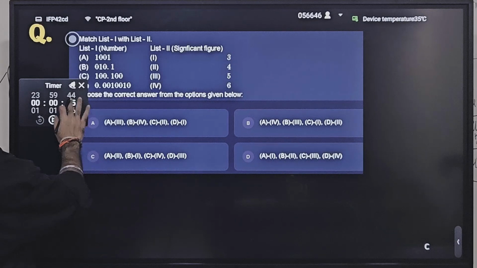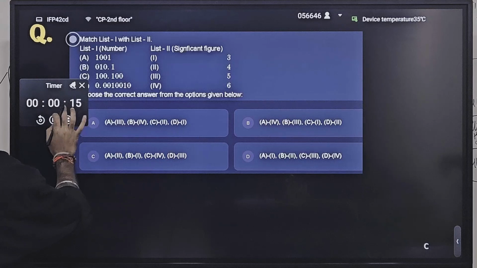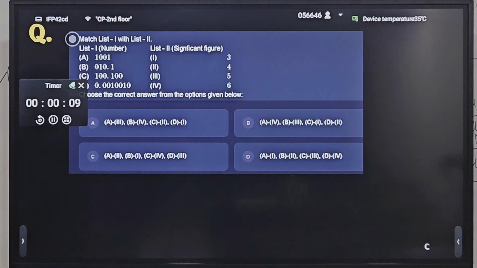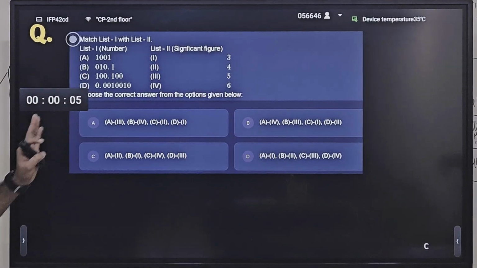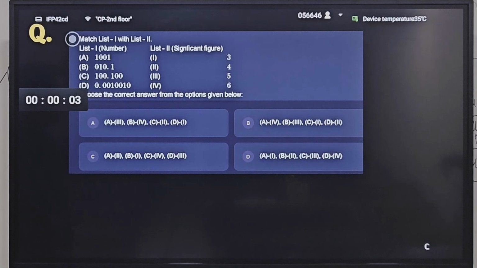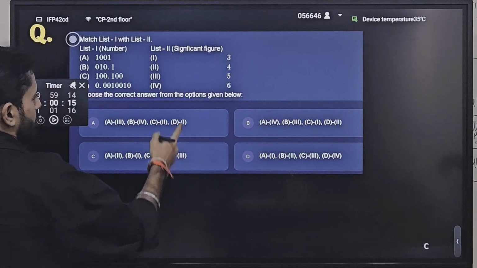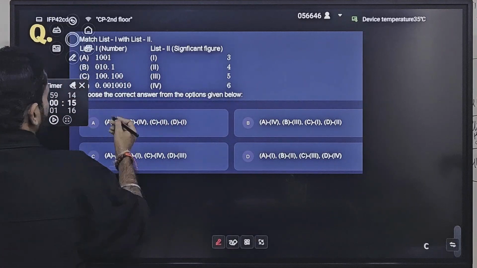Very easy question. I will give you only 15 seconds, more than sufficient time. Solving and matching are even easier. In the first option itself they have given 4 different options, which is very clear. Which option is it? See, you have to calculate only significant figures. What can be easier than this?